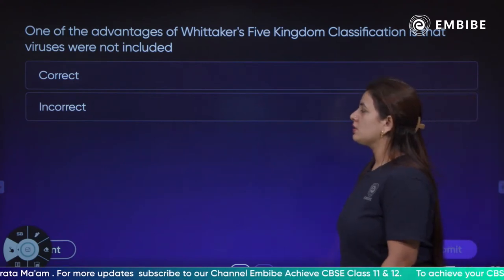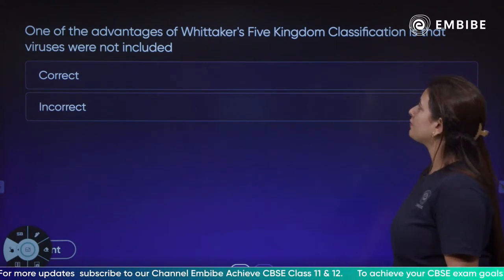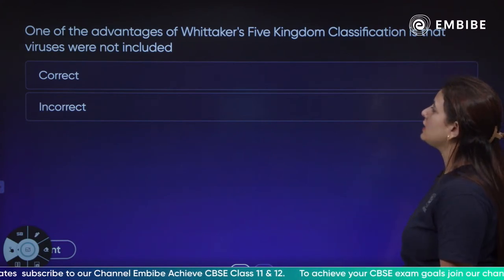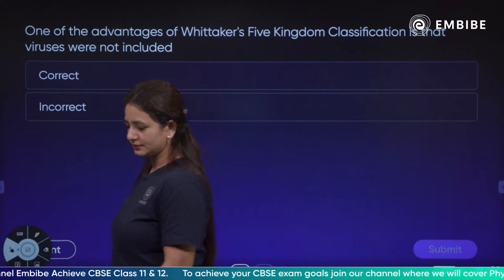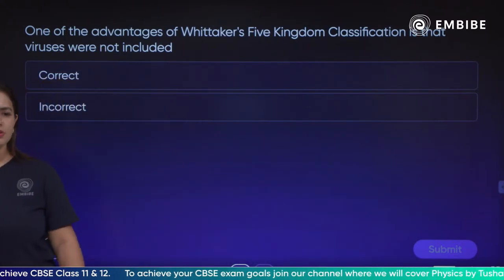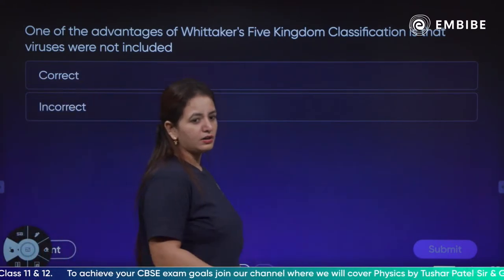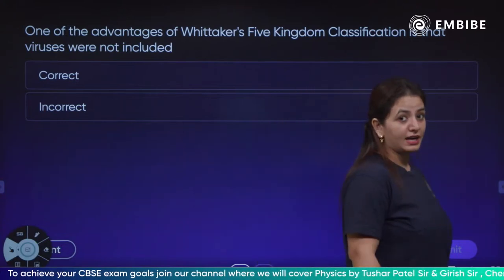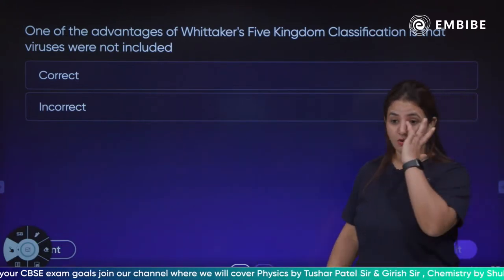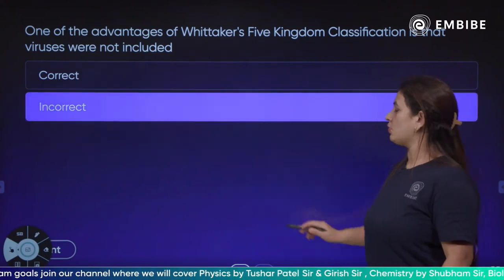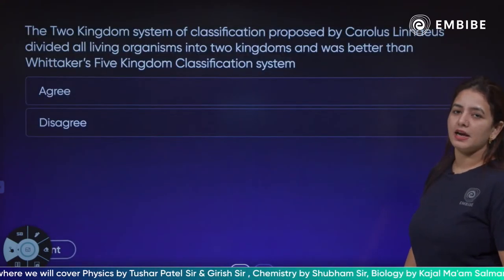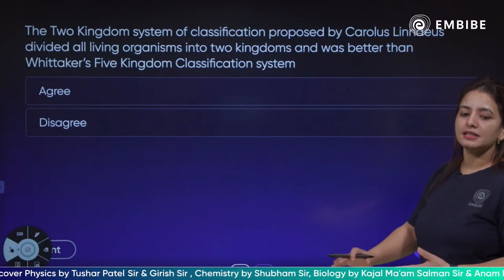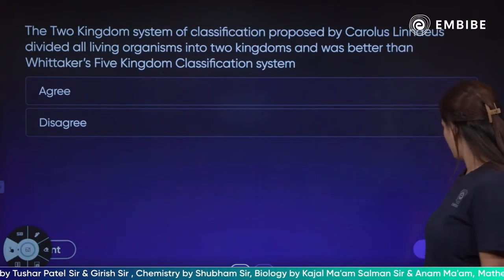Next question is, one of the advantages of Whittaker five kingdom classification is that viruses were not included. Is it good or not? Yes or no? What do you think? Is it right? Is it correct or not? It was the advantage that the viruses were not included? No, it was not an advantage. It was a disadvantage, that viruses were completely ignored.